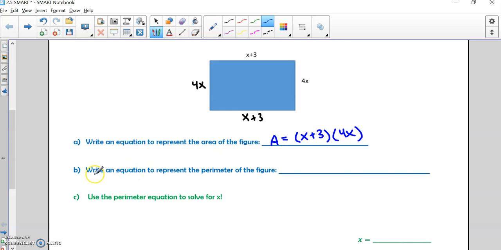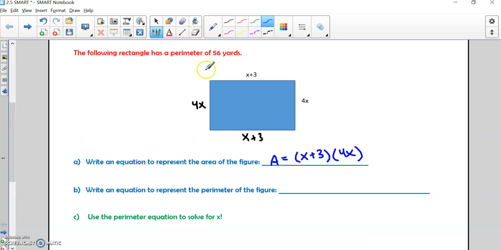Part B, write an equation to represent the perimeter of the figure. So here's the thing. They told us that the perimeter of this rectangle is 56 yards. So we know that when we add all these sides together, it's going to equal 56. So let's say we did 4x plus 4x plus x plus 3. Again, I'm just adding all four of these sides, plus another x plus 3.